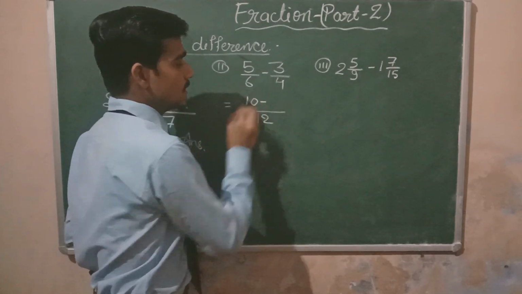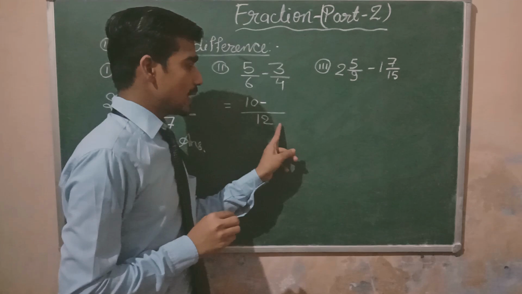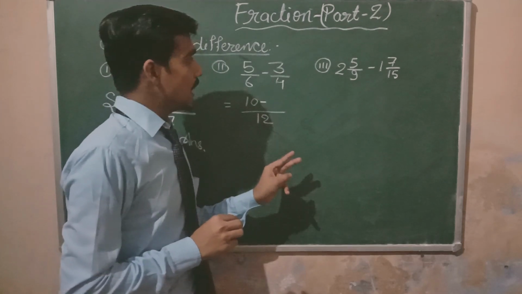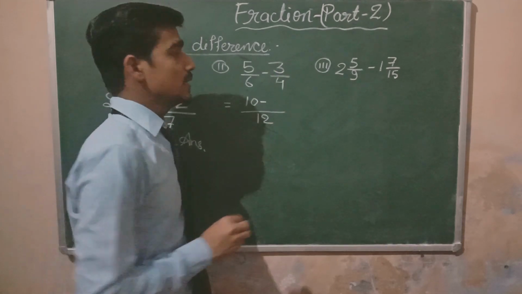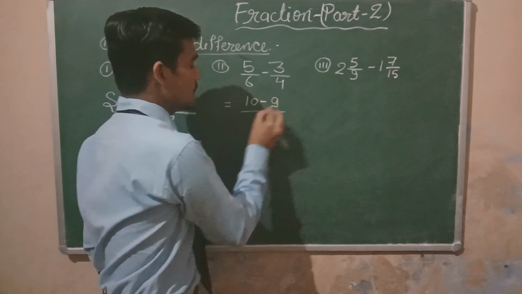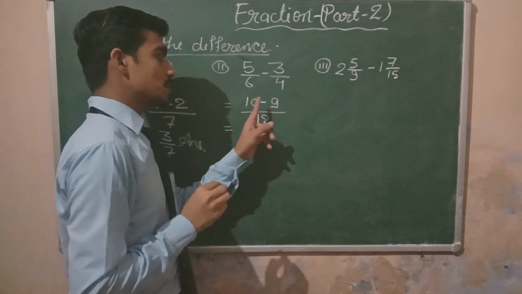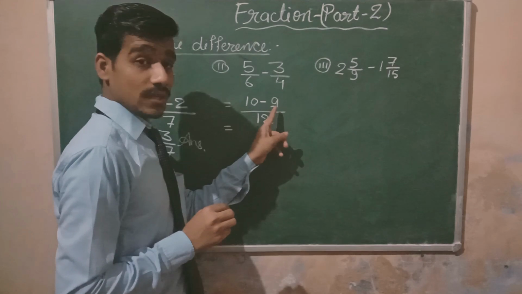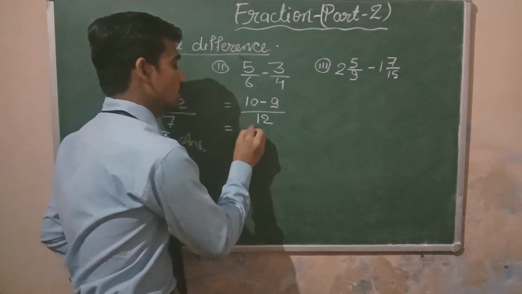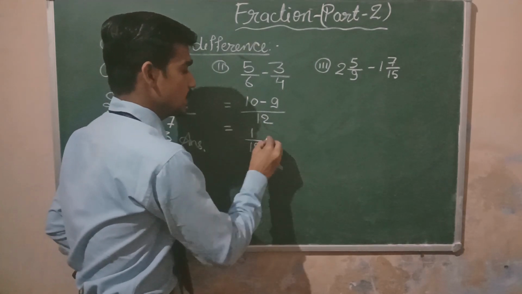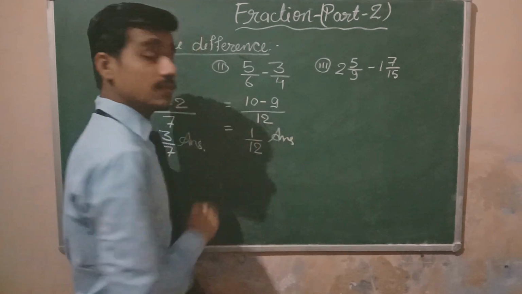Minus, 12 divided by 4 we get 3, and 3 multiplied by 3 we get 9. And 10 minus 9 we get 1. 1 by 12. Clear? And this is your answer.